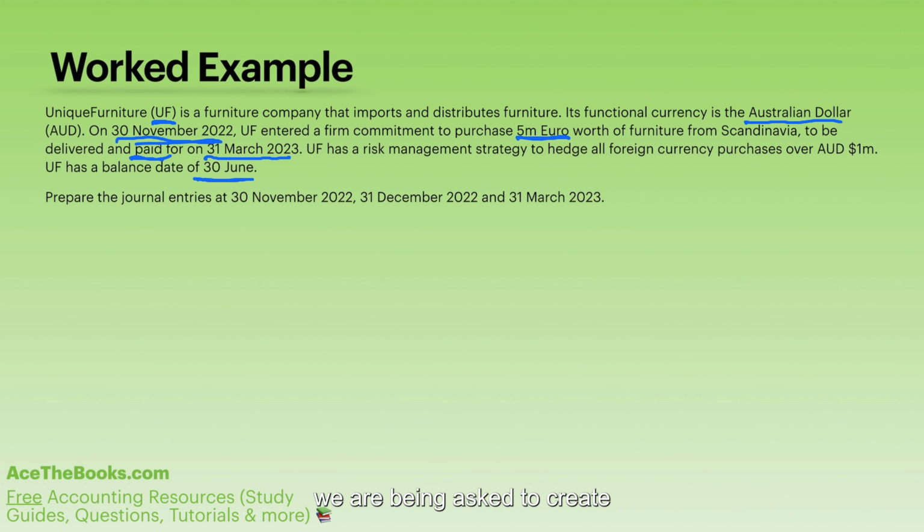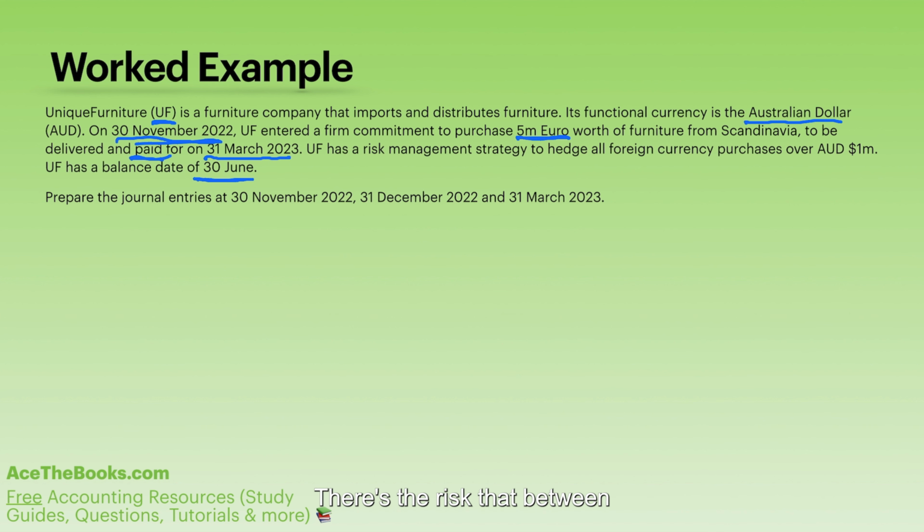So in this question, we are being asked to create the journal entries as at 30 November 2022, 31st of December 2022, and the 31st of March 2023. So let's apply what we've learned so far. From this example, we understand that the risk we would be looking to hedge relates to foreign currency risk.